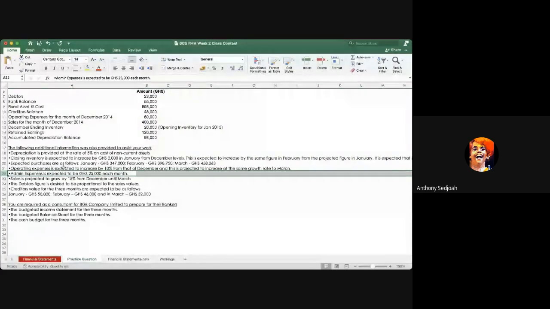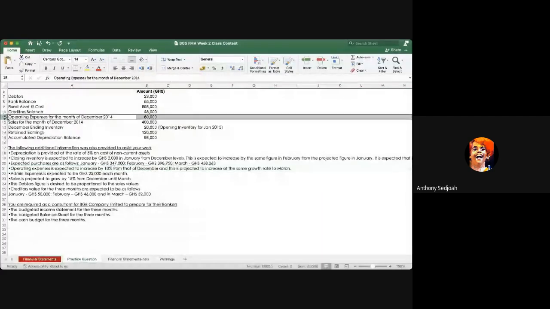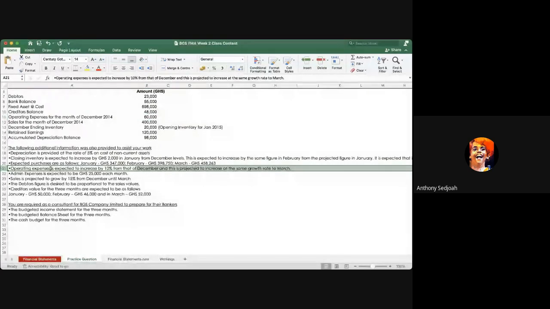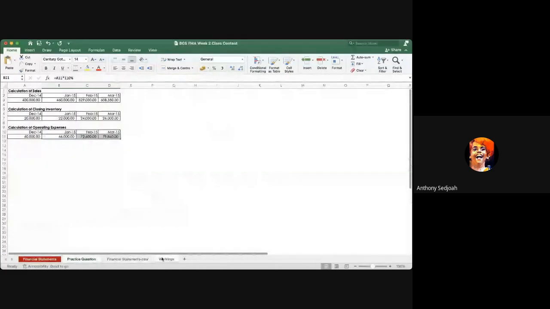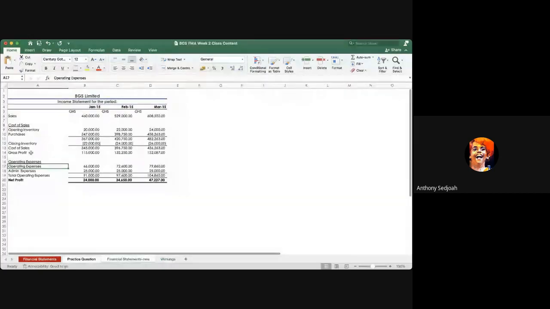Okay. And then for the operating expenses too, it gave us the December operating expenses, December 2014, which is 60,000. So it's saying that based on that 60,000, they expect that it's going to increase by 10% each month. So we did our workings for the operating expenses. We have 60,000 in December and then times 110% for January, the same 110% for February and then March. So that's how we got our operating expenses.